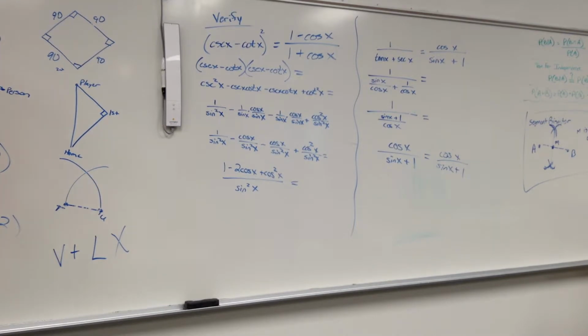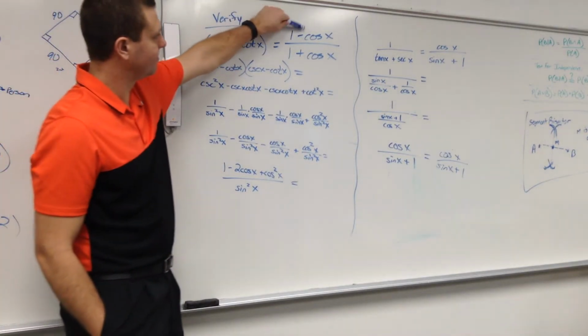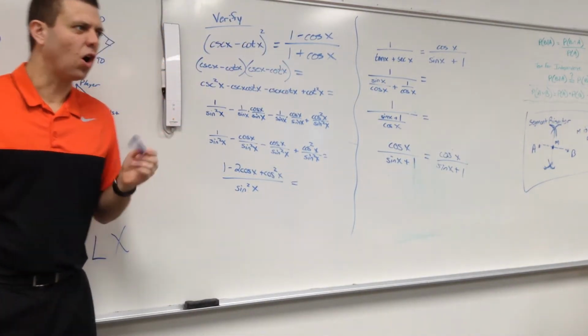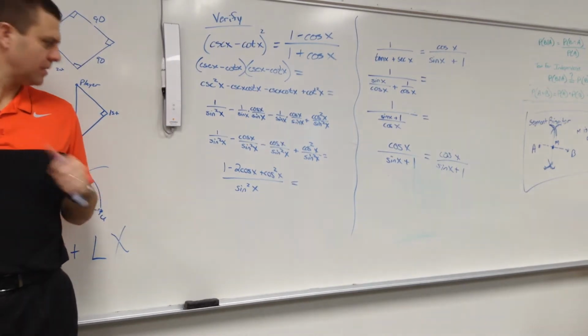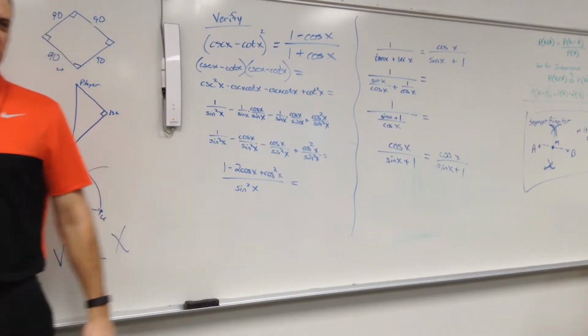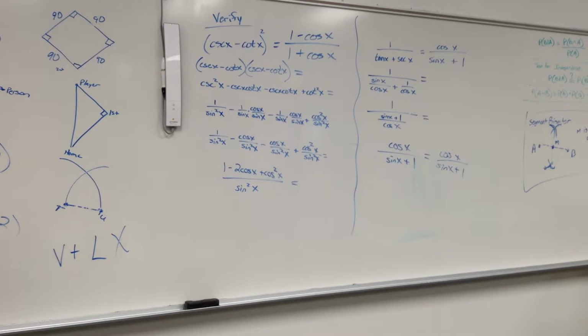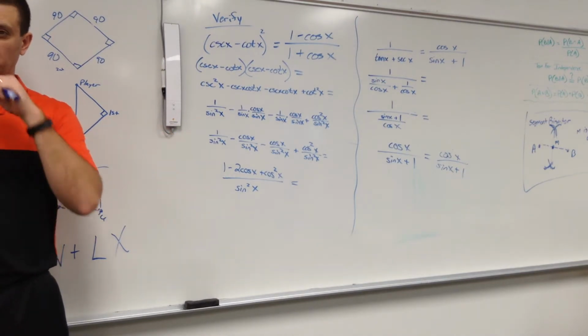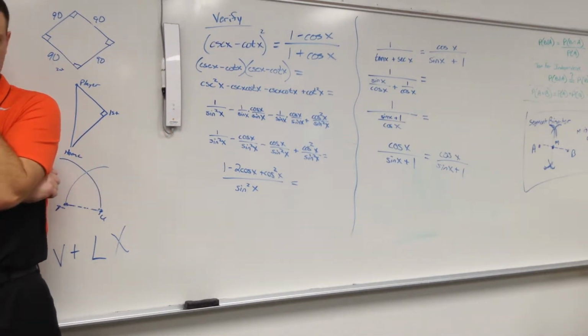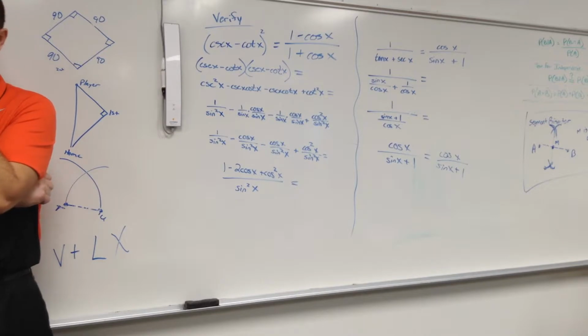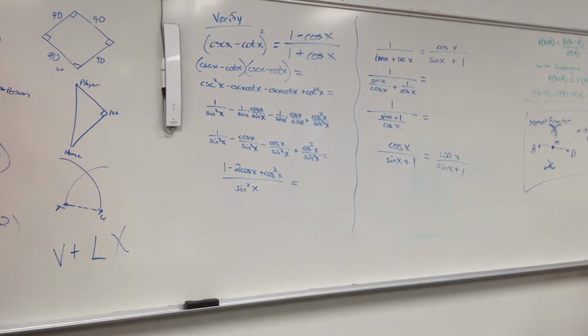Alright. Look at what we want to get to. All cosines, right? I've got this sine squared sitting here. Can I replace sine squared with something that is in terms of cosine squared? Look at your identities. What would sine squared equal?